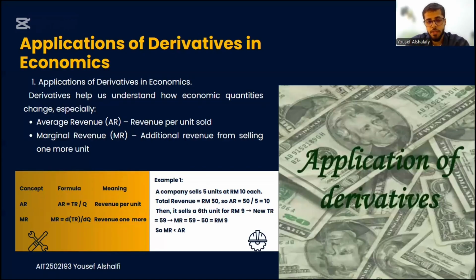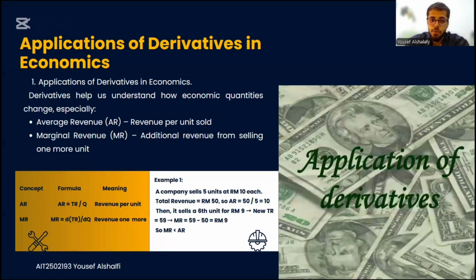So let's take our first example. Let's say a company sells 5 products for 10 ringgit for each unit. So the total revenue is going to be 50 ringgit. And the AR, which is the average revenue, is going to be 50 over 5, which is 10, which means on average, the company earns 10 ringgit for each product. Now the company sells the 6th unit for just 9 ringgit. That means they earned less on the new unit than before.